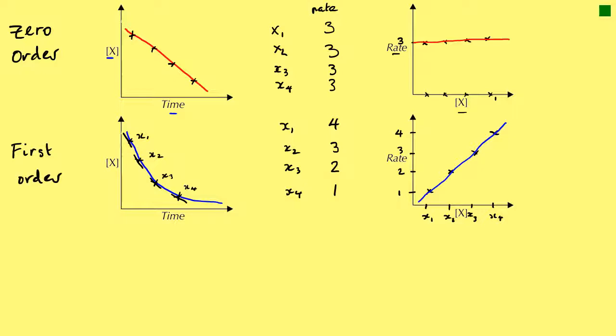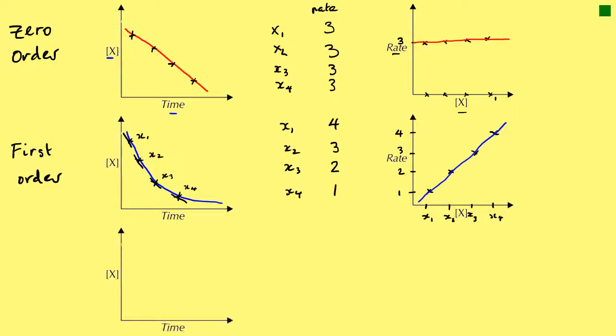It's a first order reaction, and for first order reactions, these are the shapes of our curves that we need to remember. So a decreasing curve for our concentration time graph, but an increasing straight line for our rate concentration graph. And that indicates first order with respect to X.